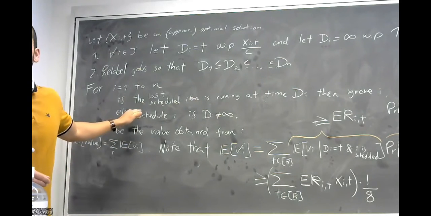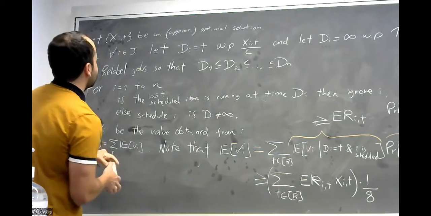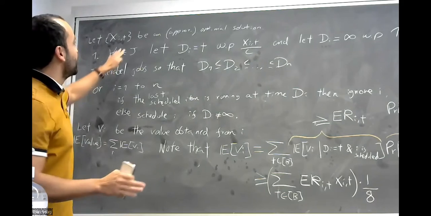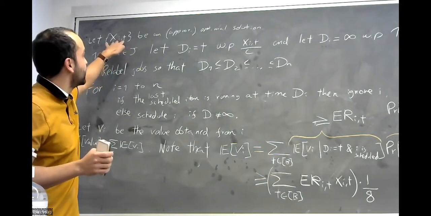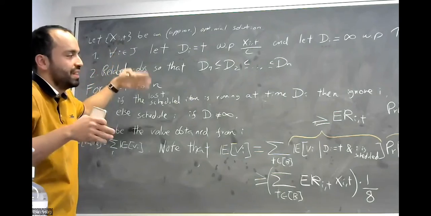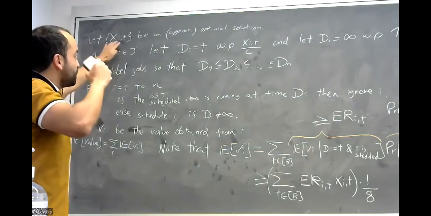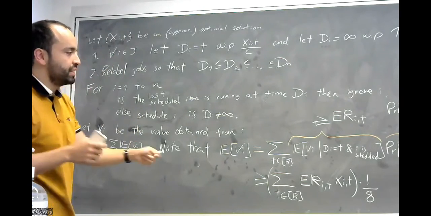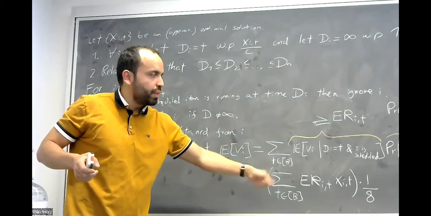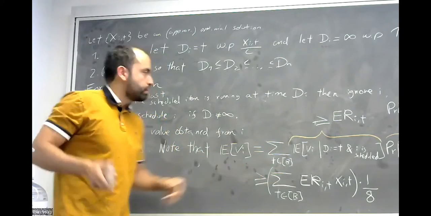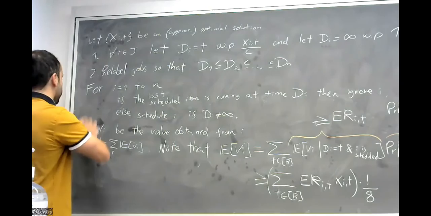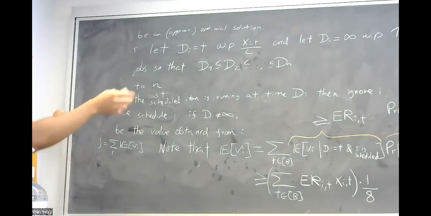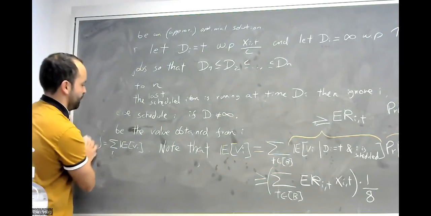Can I erase this? Okay. So in here note that we don't need x_it to be optimal. So x_it can be an arbitrary feasible solution, and the expected value we obtain based on that x_it is going to be at least the value obtained from x_it divided by 8. So all that is left to show is that we can solve that approximately in polynomial time.